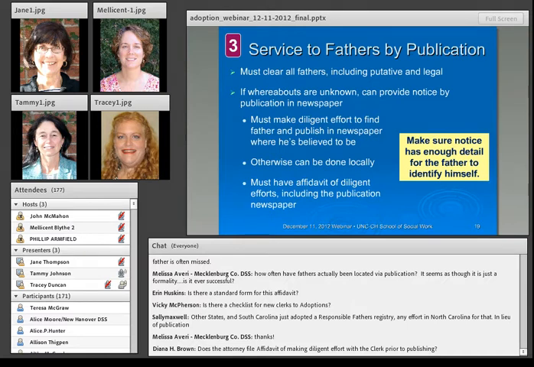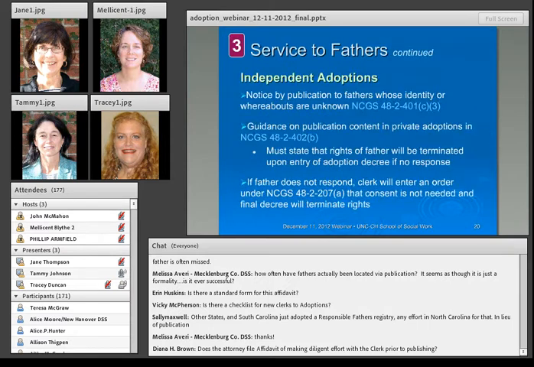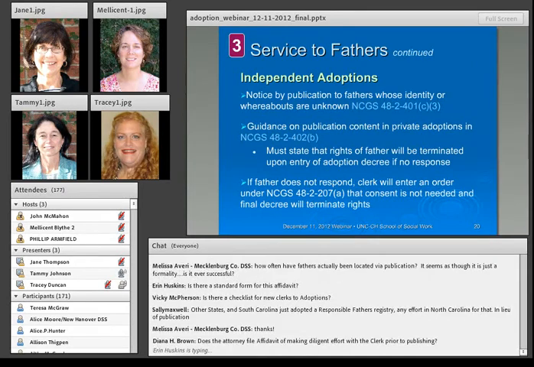Guidance on publication and content in private adoptions must state that the rights of the father will be terminated upon entry of the adoption decree if no response is given. Of course, if you have a response, whether a father served personally or by publication, you of course have to have a hearing to decide whether his consent is required. But if he doesn't file an answer, if a father does not respond, the clerk will enter an order that consent is not needed, and the final decree will terminate rights.